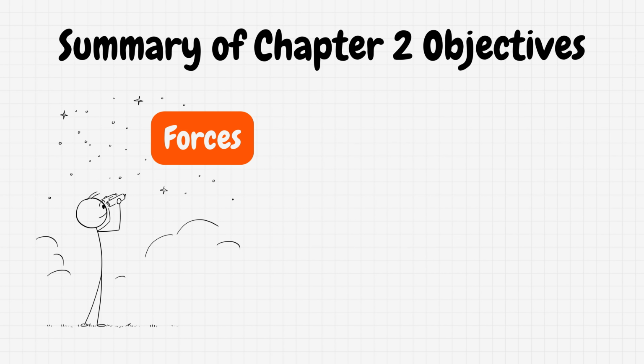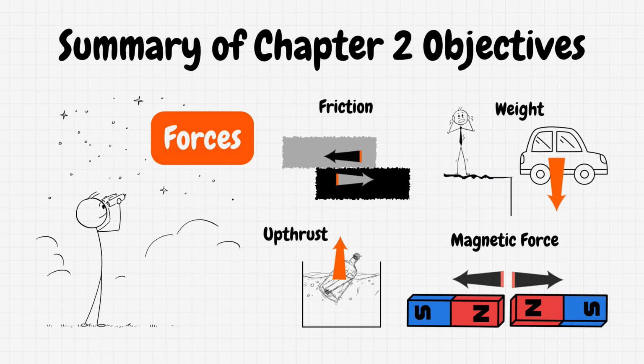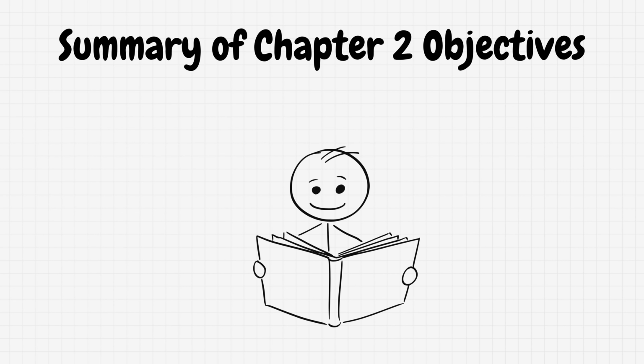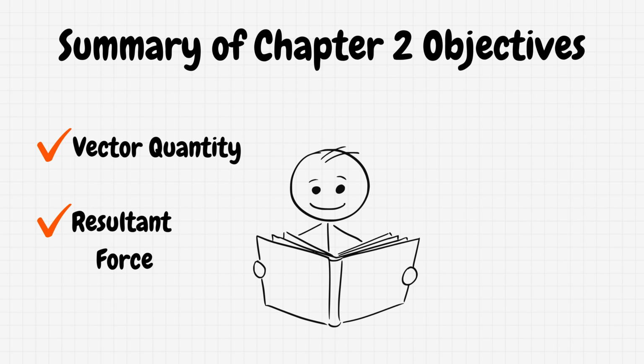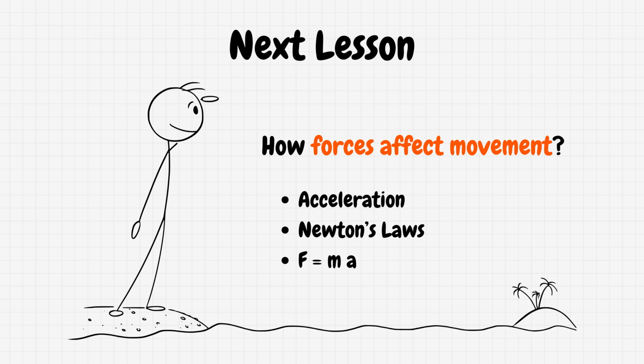In this lesson, we've explored how forces push, pull, stretch, squash, and even break things. We looked at all the key types of forces, from friction and weight to upthrust and magnetic force. You've also learned what it means for a force to be a vector quantity, what a resultant force is, and how Hooke's law helps us understand springs and materials. But we're just getting started. In the next chapter, we'll dive deeper into how forces affect movement, including acceleration, Newton's laws, and how to use the famous F equals m times a to solve real problems.